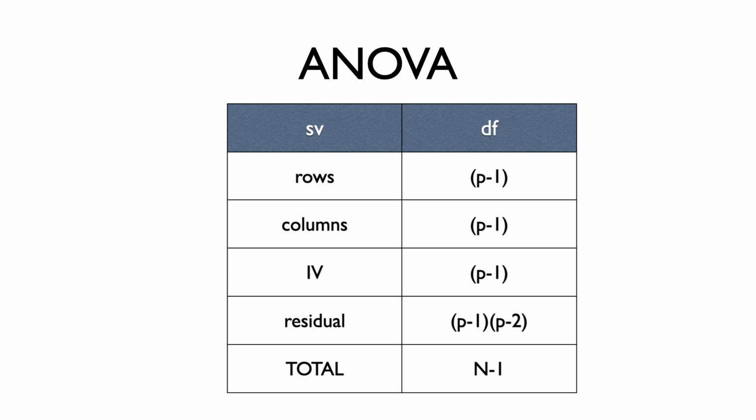If I were you, I wouldn't be surprised at all if this showed up on your final quiz. So when you see rows and columns and independent variables, you say, oh, that's got to be a Latin square. Got to be a Latin square.